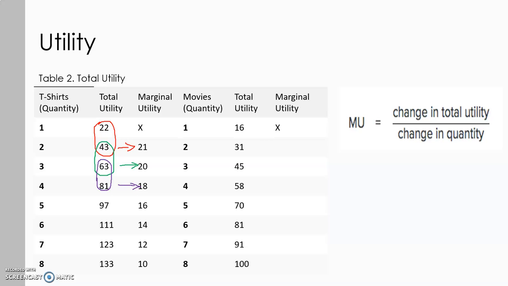You can verify the rest of that. Go ahead and calculate these numbers on your own if you want to double check. But go ahead and fill in the marginal utility from movies. Go ahead and pause the video right now.